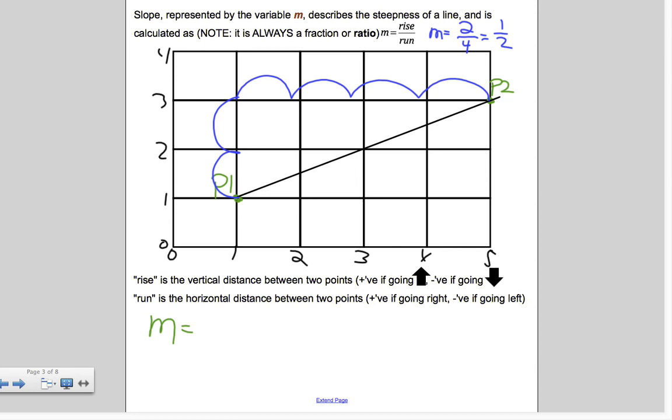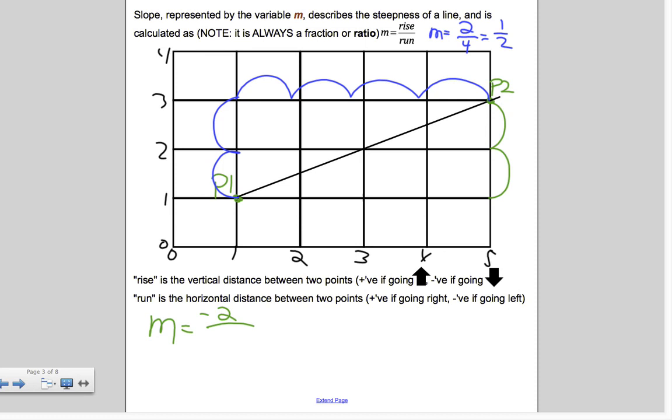So let's calculate the slope of this line. We'll go from P2 to P1 this time. If we're going from P2 to P1, am I going up or down? Down. How many units? 2. 1, 2. So my rise is really -2.